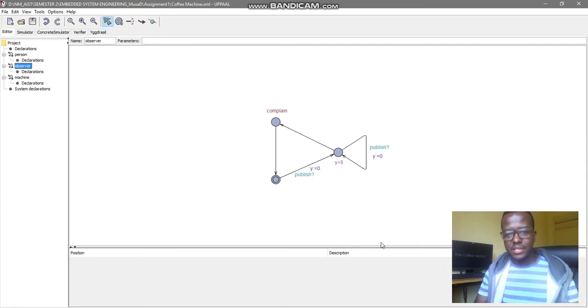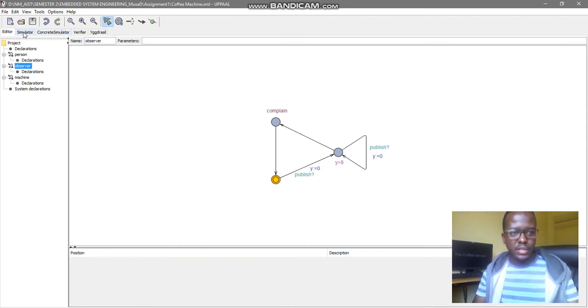So on the observer side, we have a begin state. After the begin state, according to the assignment, we have a maximum of 8 time units. When the 8 time units have elapsed and coffee has not been taken, the machine goes into a complaining state. Then after the complaint state, once a person takes the coffee, we go back to the start state. The application has also been done.